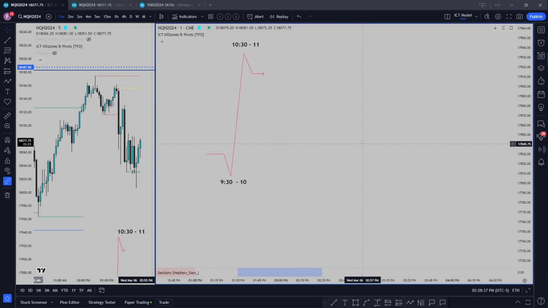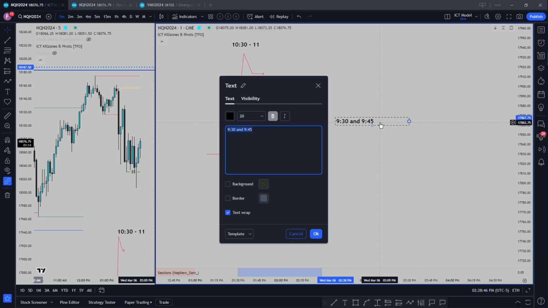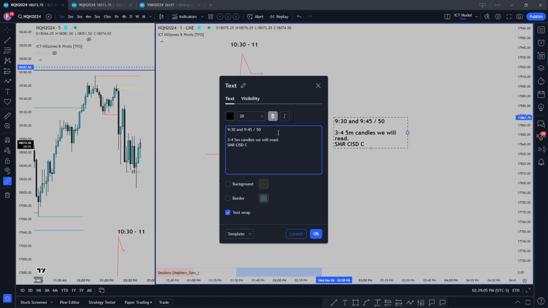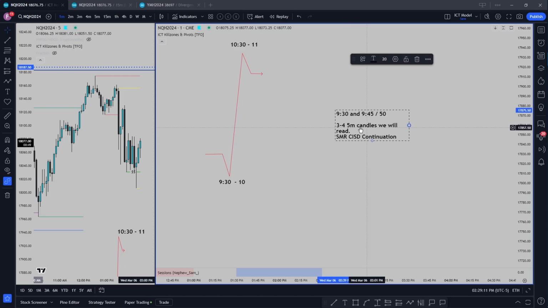But this 5-minute candle technique, we're looking between the candles of 9:30 and 9:45. Each 5-minute candle, sometimes over to 9:50. So there's around 3 to 4 different 5-minute candles we will read. And those candles will show us an SMR most times with a CISD or a continuation. So each of these candles, I'm watching that as they print. We're looking at each candle and we're trying to read, as 9:30 comes in, are we sweeping buy side or sell side? And is there a confirmation that we're continuing that direction?